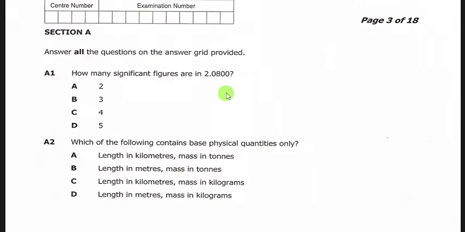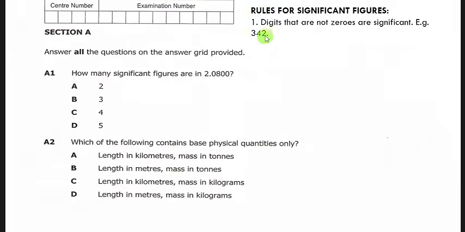As you know, to answer this question you need to know the rules that determine significant figures. Here are the rules that I'm going to revise with you. Rule number 1 says digits that are not zeros are significant. For example, if we have 342, all these digits are significant, so we can say that there are 3 significant figures. Also, rule number 2: zeros between non-zero digits are significant.